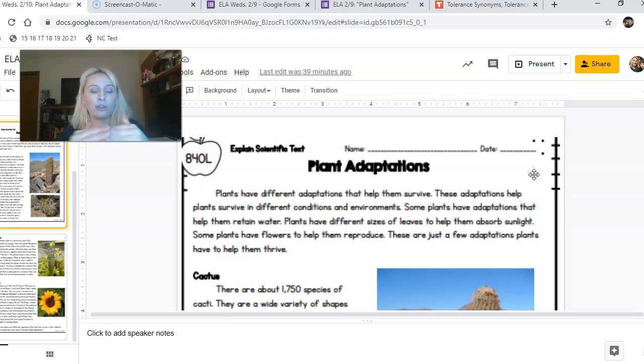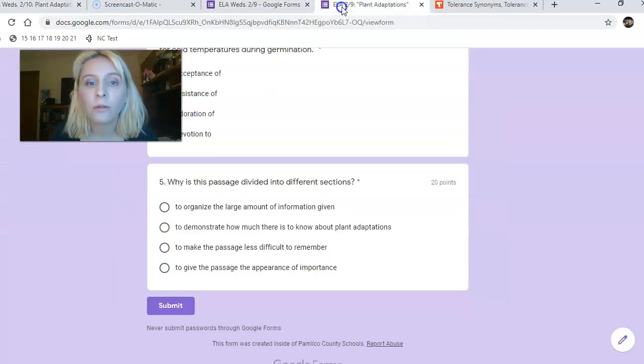And subheadings show us what the section that follows is all about. They're going to give us a clue to the main idea of that section, and a good subheading should really clue us into what that section is going to be about. Why do texts have sections? And that answer is true for every text, no matter what it's about. So we have sections because we want to organize a large amount of information, to demonstrate how much there is to know about plant adaptations, to make the passage less difficult to remember, or to give the passage the appearance of importance. So think about that again.